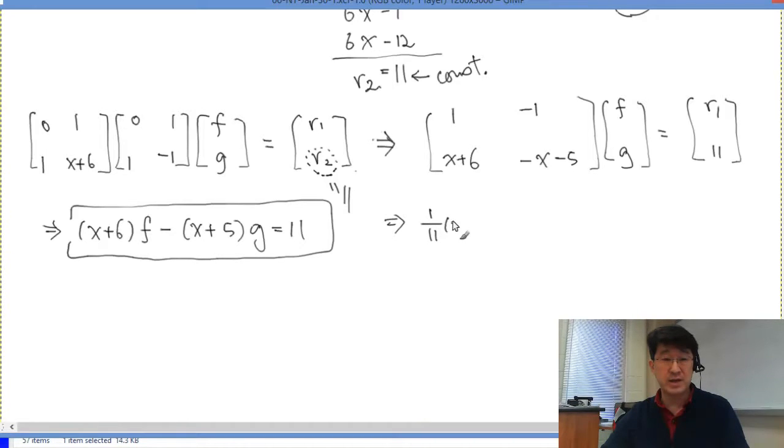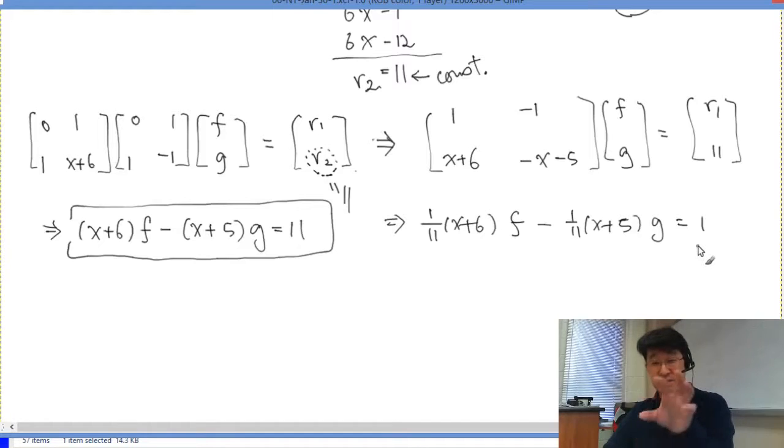1 over 11 times x plus 6, that linear polynomial, multiplied to f, plus 1 over 11 multiplied to x plus 5 and to that quadratic polynomial g, now finally reaches this 1. Man, this is a lot of calculation. But these secret polynomials that multiply to give you 1 are coming from this.